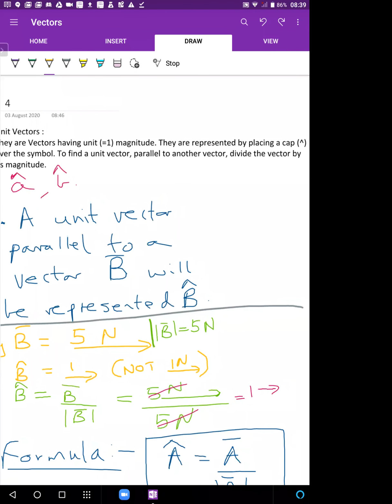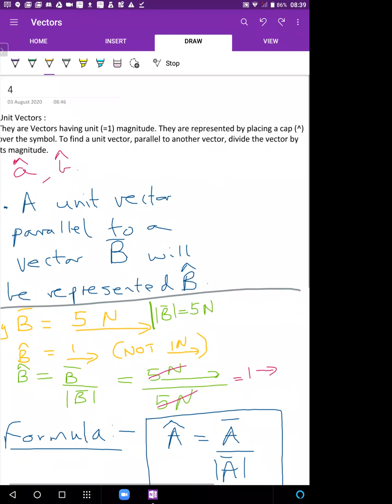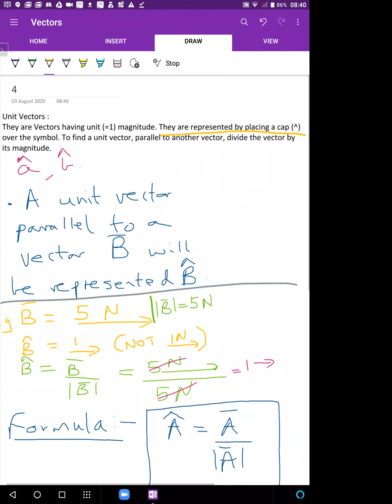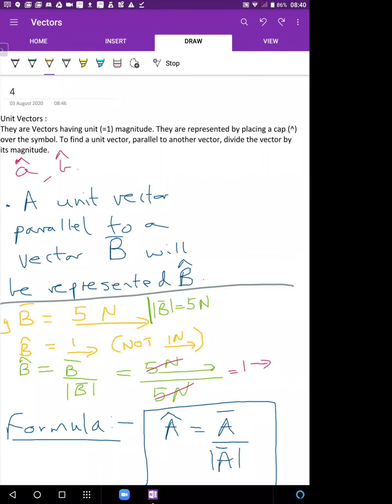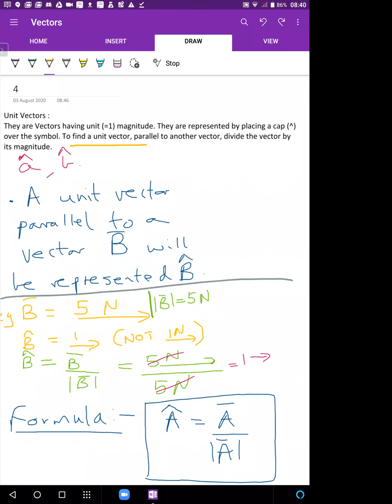Let's zoom in a bit. They are vectors having unit magnitude equal to 1. They are represented by a cap over the symbol. So instead of a bar, these have a cap. And to find a unit vector parallel to another vector, we will divide the vector by its magnitude.